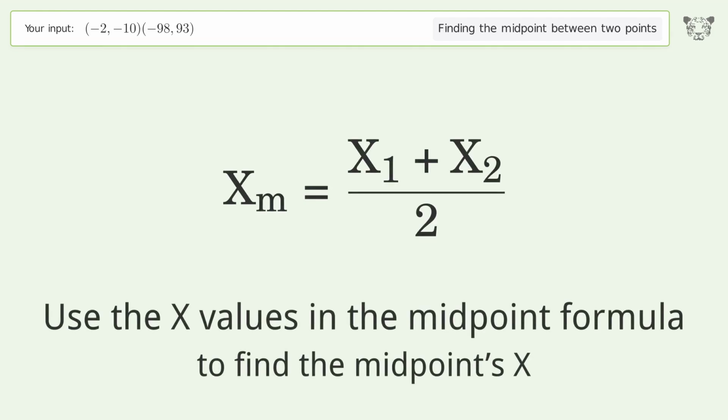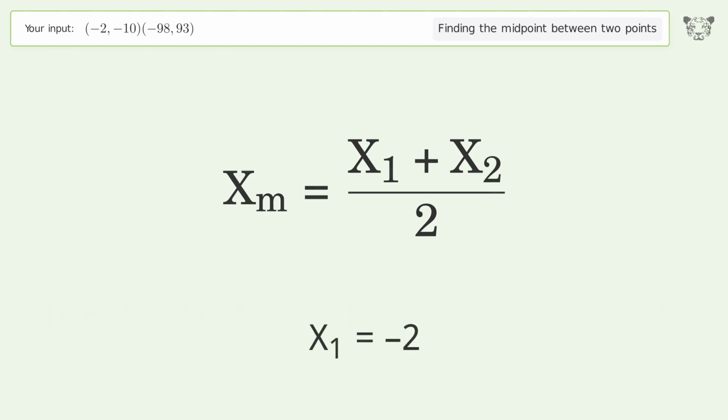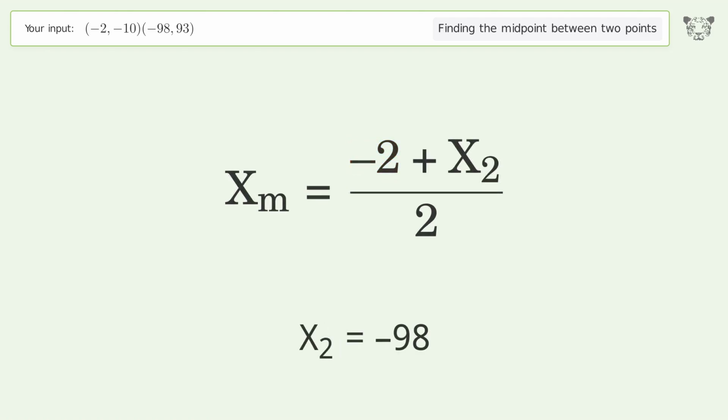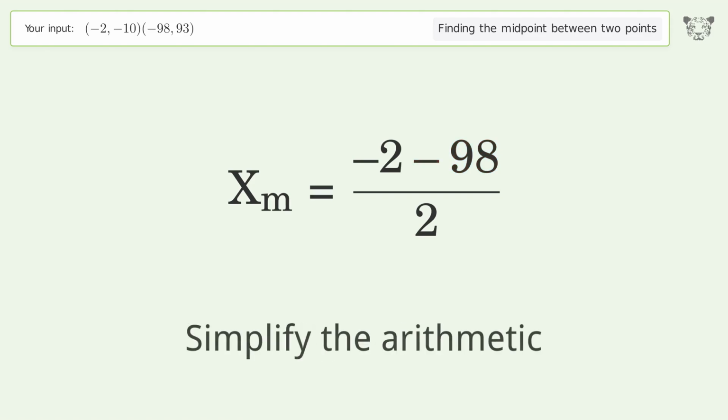Use the x values in the midpoint formula to find the midpoint's x. x1 equals -2. x2 equals -98. Simplify the arithmetic.